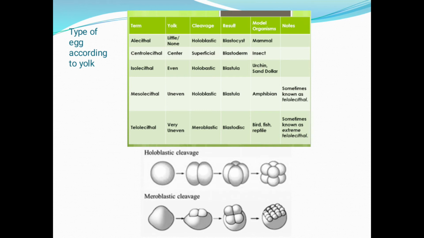In the second picture, you can see holoblastic cleavage and meroblastic cleavage. In holoblastic cleavage, the embryo divides into two equal halves. But in meroblastic cleavage, due to the presence of a large quantity of yolk, the embryo does not divide into two equal halves.